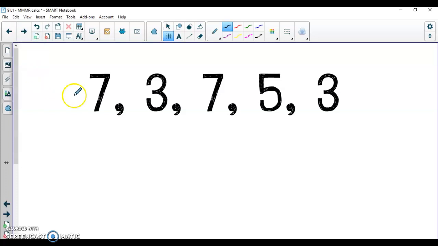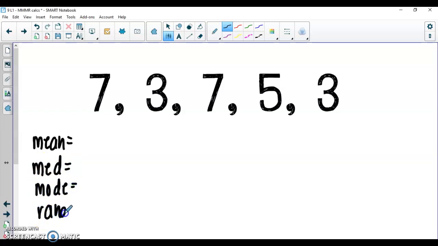So we're going to start off with this data set. I'm going to have you write this down. So go ahead, jot down 7, 3, 7, 5, and 3. We're going to go through all the basic calculations. So today we're figuring out the mean. We're going to do the median, which I'm just going to say MED for median. We're going to find the mode, and we'll also calculate the range.